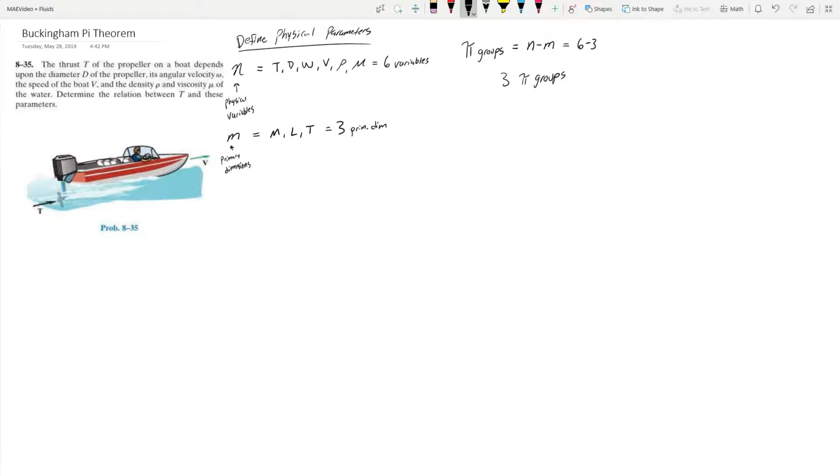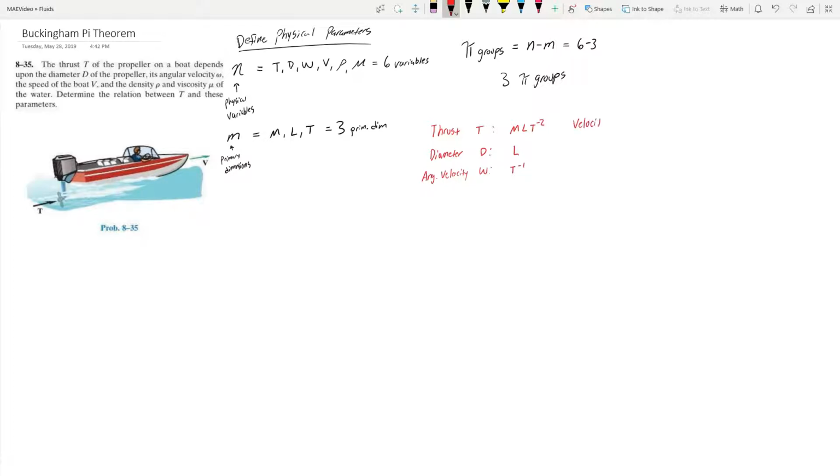Okay, so from here, we're going to want to write out the primary dimensions for each variable. So we have thrust T, and that's going to be a force. So primary dimensions of force is M L T to the minus 2. We have a diameter d, and that's just length. We have angular velocity, omega, and that's rads per second typically, so it's just going to be T to the minus 1, because radians are unitless.